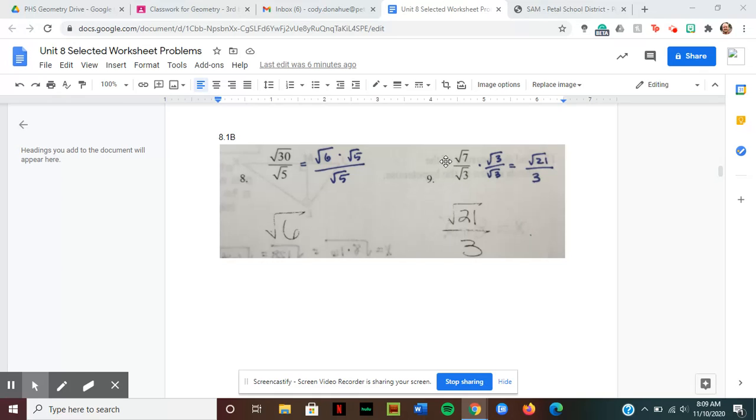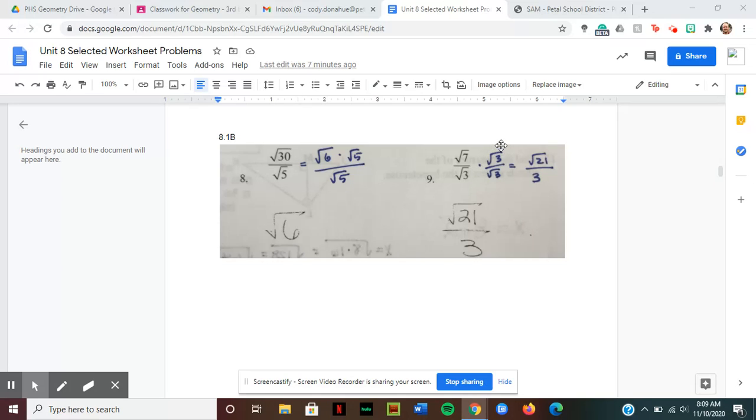On number 9, I'm given the square root of 7 divided by the square root of 3. This time, since I can't really break 7 down into anything to get rid of that square root of 3, I'm going to multiply by 1. But I'm going to multiply by a 1 that looks a little bit weird.